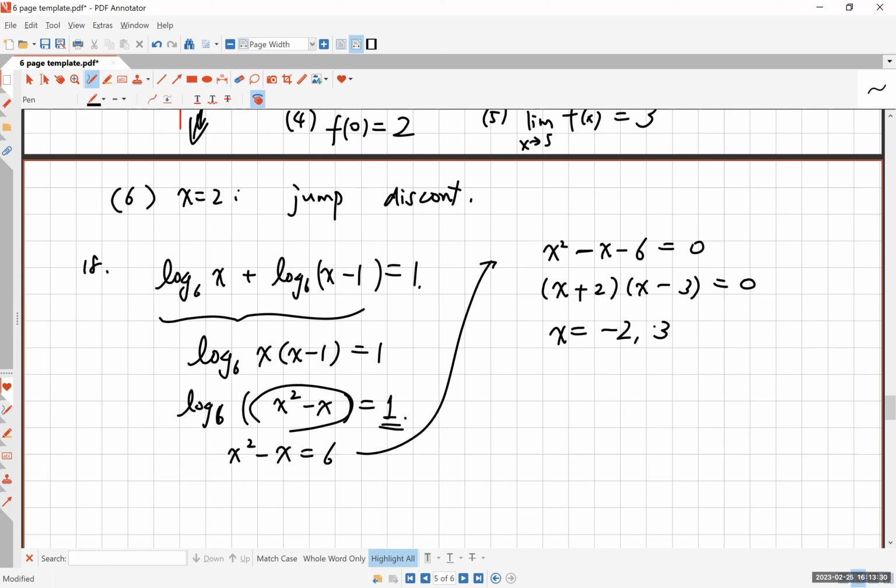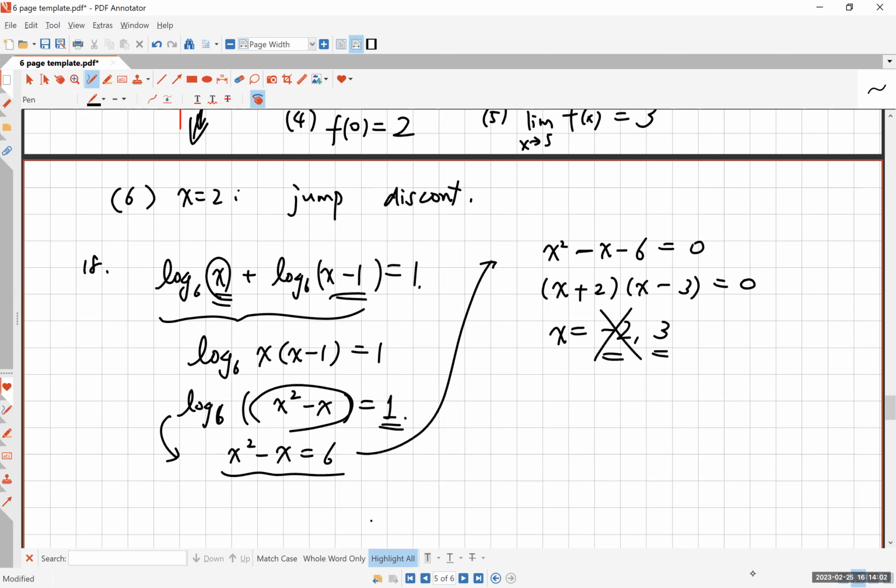Don't think you are done, okay? Because sometimes when you go from here to here in this step, when you change the logarithmic sentences to algebraic sentences, you may introduce extraneous solutions. Here, x is -2 or 3, but if you try to plug in a -2 in here, log of -2 is not defined because the argument of every logarithm has to be positive. So we have to cross this out, okay?